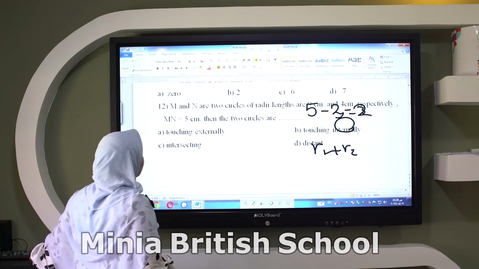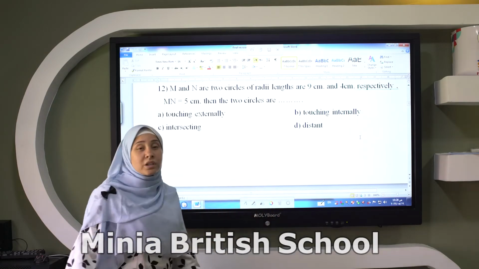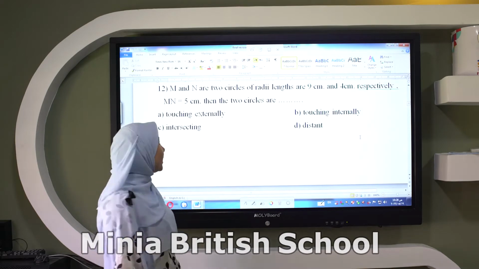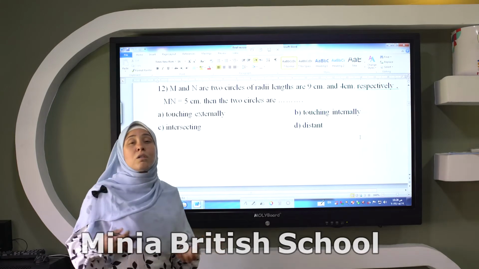But in number 12, M and N are two circles of radii lengths 9 centimeter and 4 centimeter respectively. MN equals 5 centimeter. Then the two circles are what?